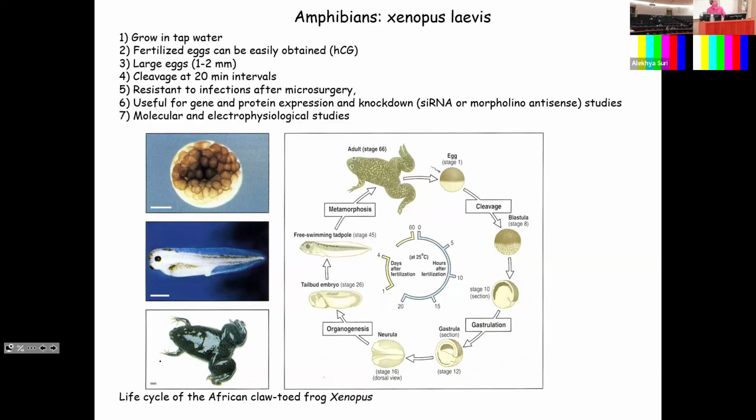They are resistant to infections. That's why we can grow them in tap water. They're very resistant. They don't contract infections. They're useful for molecular analysis, like gene protein expression and knockdown, like small interfering RNA or morpholino antisense. So this is molecular analysis, okay? They're very easy. And also they can be used for molecular and electrophysiological studies.